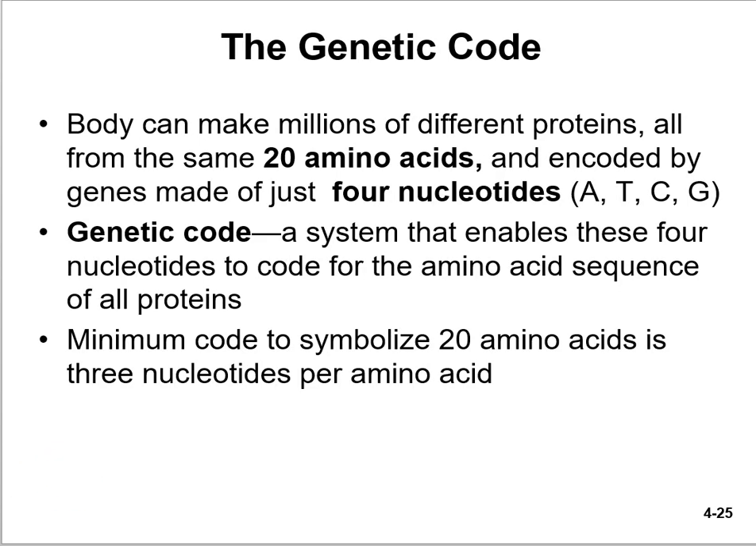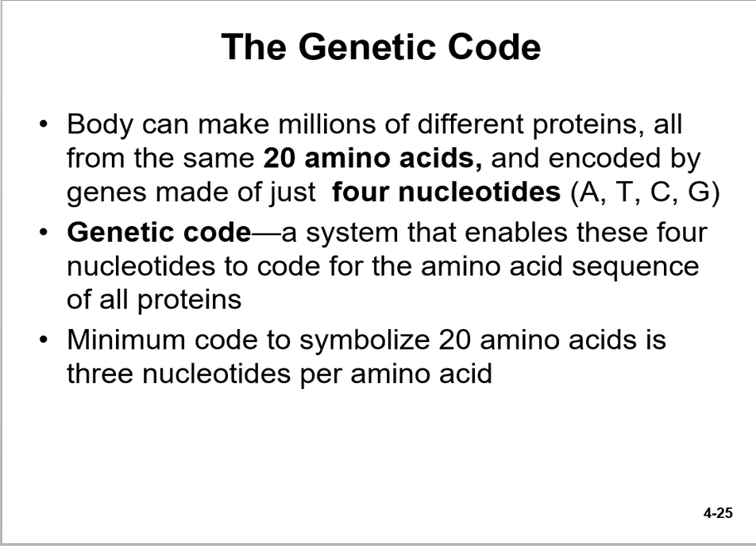The body can make millions of different proteins, all from just 20 amino acids. It's kind of like our alphabet. We have 26 letters in the English alphabet, and from those 26 letters we can make all the different words of our English language. Well, from about 20 different amino acids in our body, we can make all those different proteins, millions of different proteins.